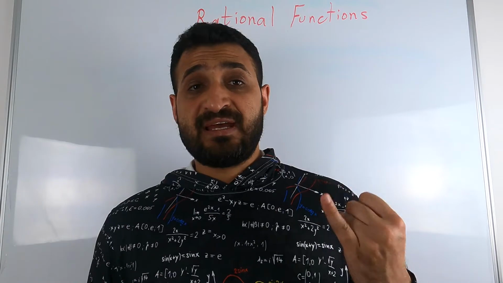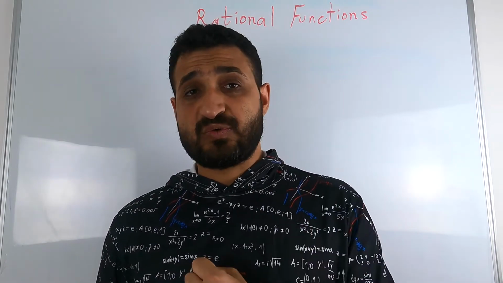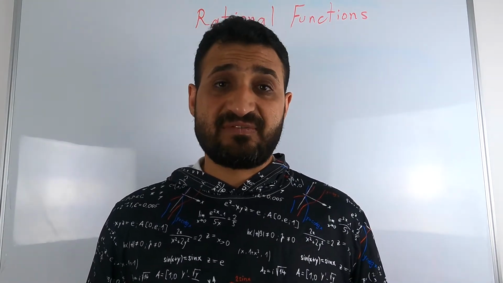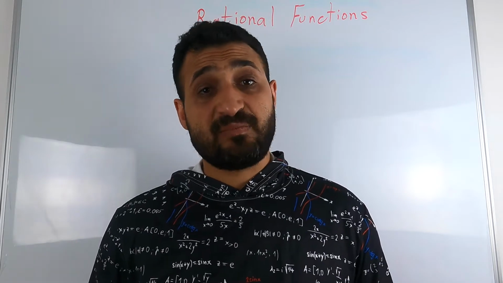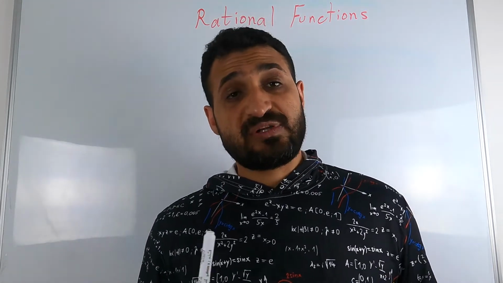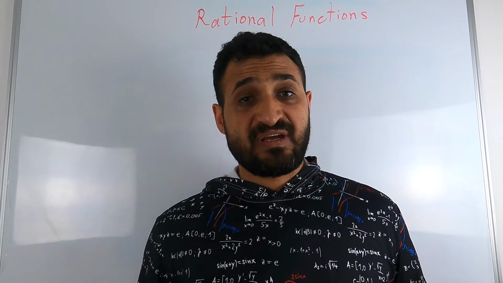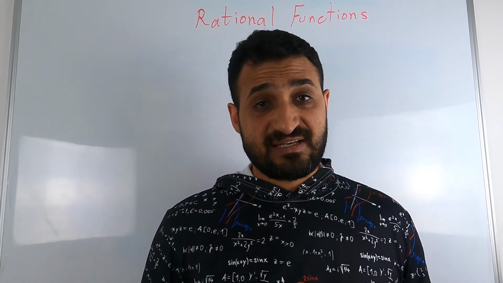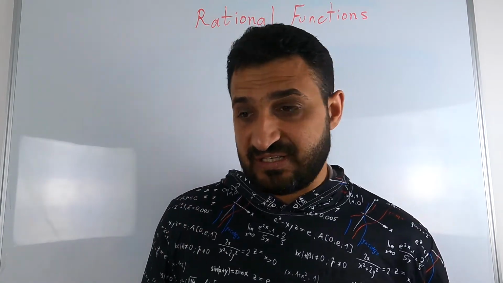The case 1 is degree up is less than degree down. So that was discussed in the previous video. Now case 2, degree up equals to degree down. So I will go ahead and teach you how to graph the rational function that is in case 2 when the degree up equals to the degree down.